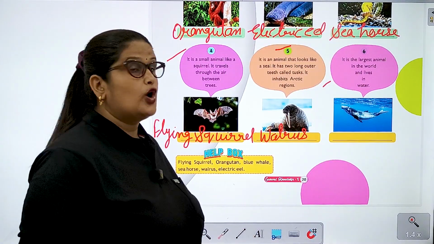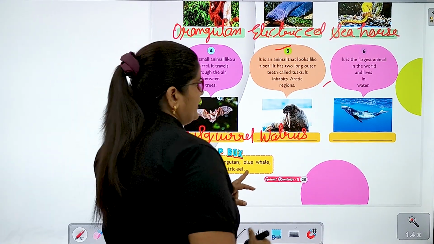It is the largest animal in the world and lives in water. Blue whale.